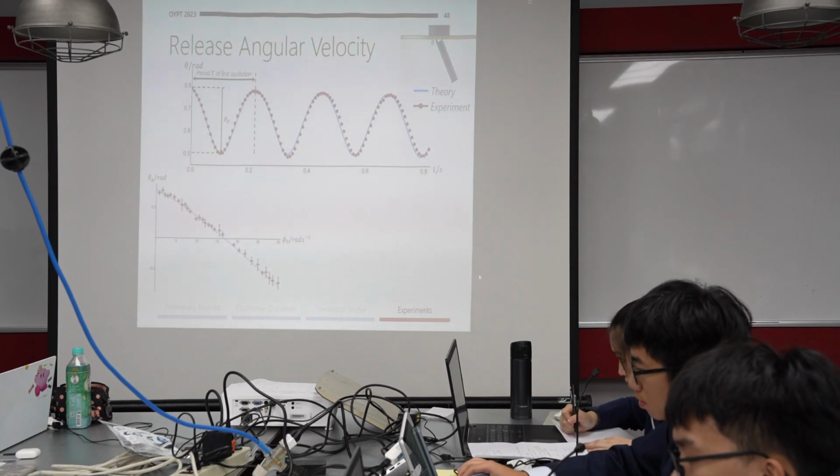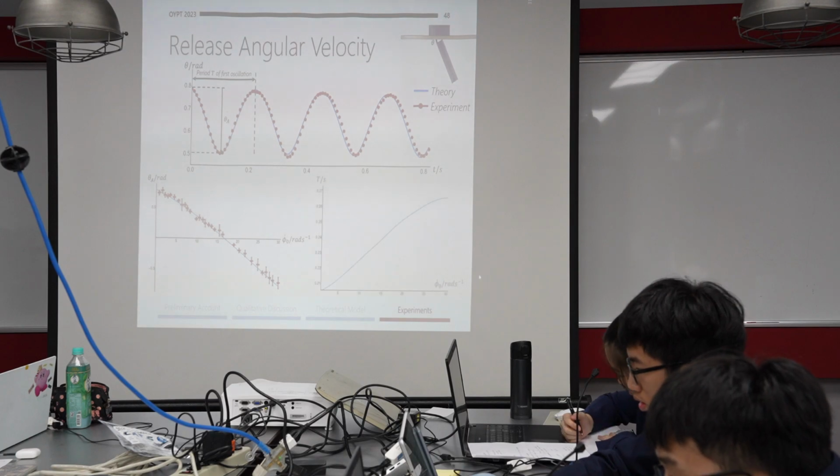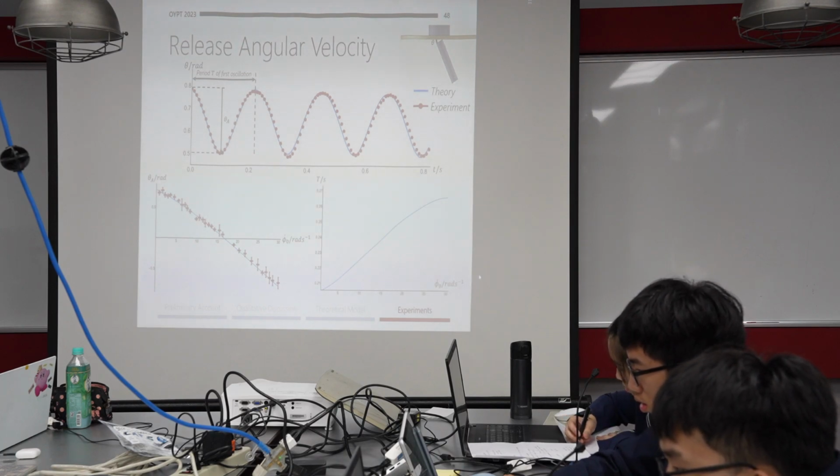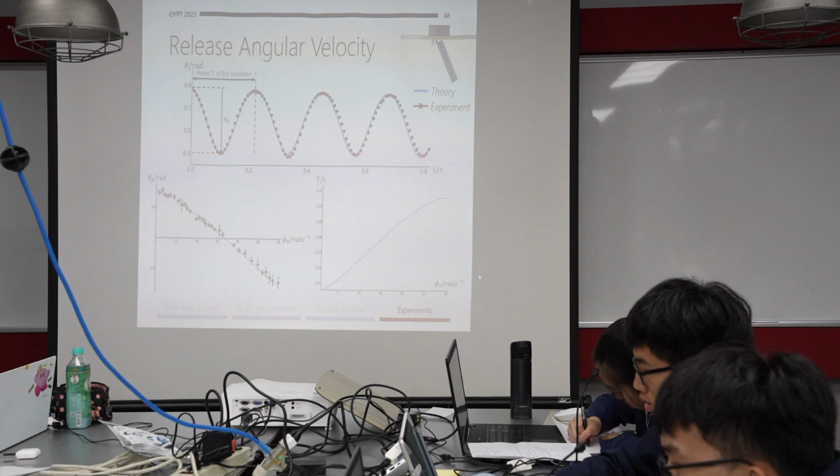We define another property of the graph, which is the period of the first oscillation, and plot this against the initial angular velocity and observe an increasing trend.